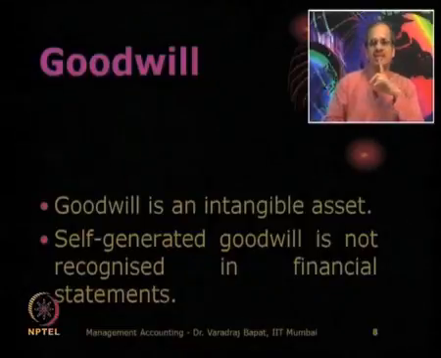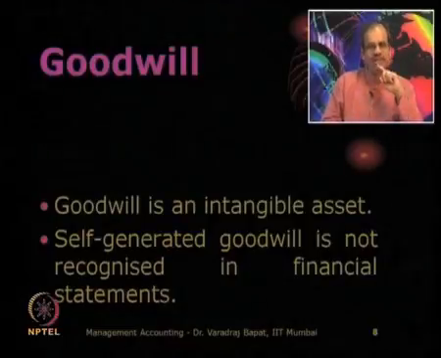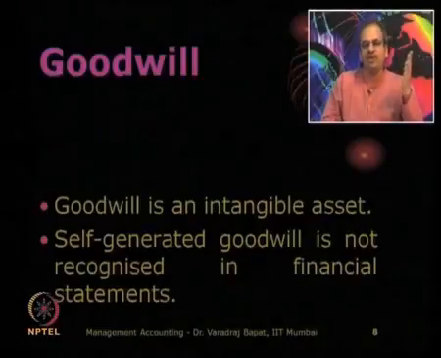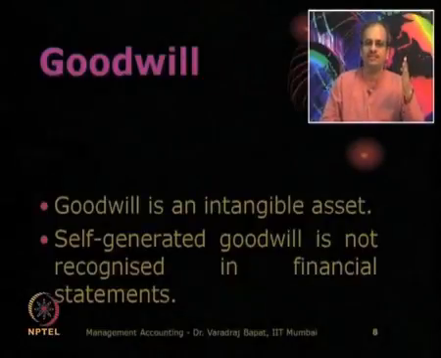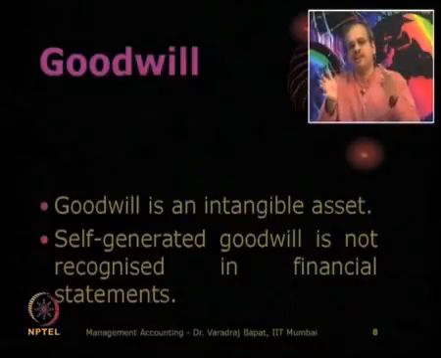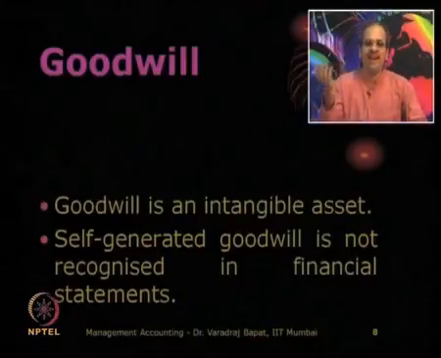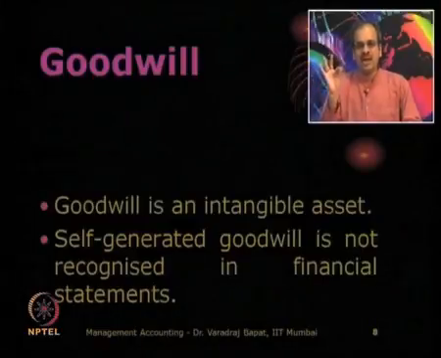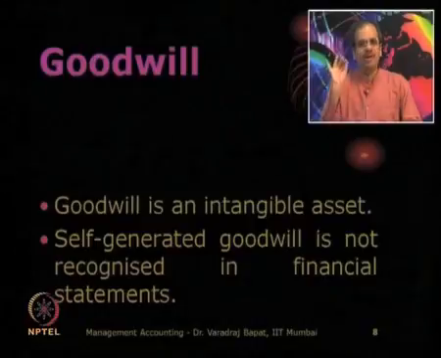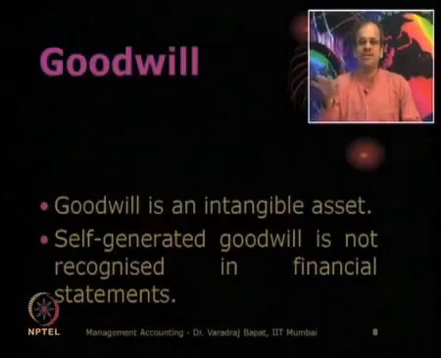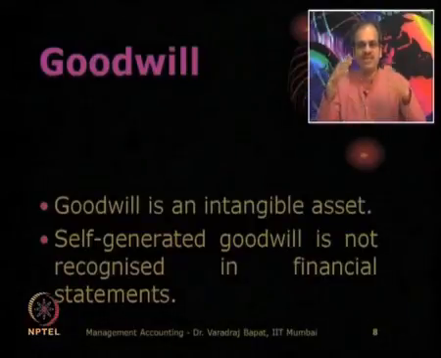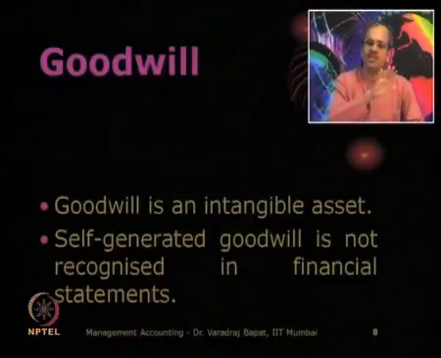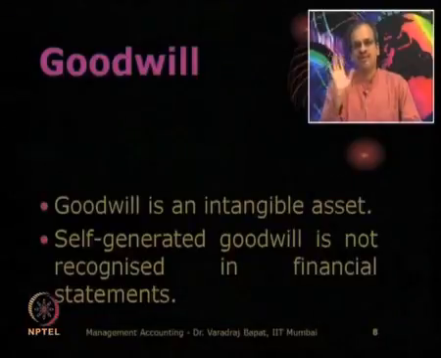Now, what could be the reason? It is for 2-3 reasons. The most important reason is, it is very difficult to reliably estimate. There is no objectivity. Many people will put many different values for their own goodwill. Since the accounts are supposed to be objective and reliable documents, you cannot have something which is vague, something which is just judgmental in nature. That is why self-generated goodwill is not permitted to be shown in the financial statements.